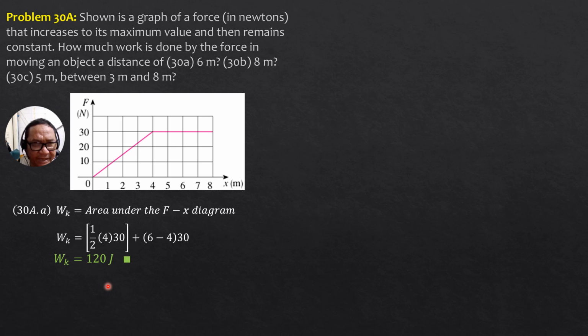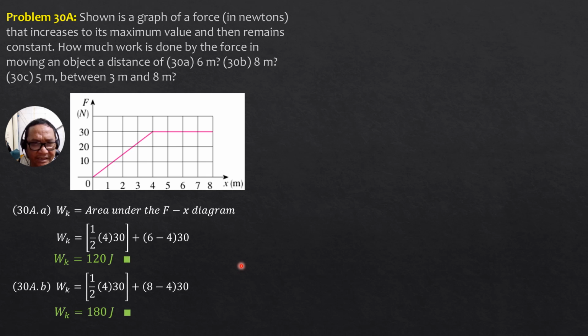For part B, a distance of 8 meters, so from 0 to 8. So it is the area of a triangle, another trapezoid, but I'll just break this into a triangle and a rectangle. For the triangle, 1/2 of 4 times 30. For the rectangle, 8 minus 4 or 4 times 30. So 1/2 of 4 times 30 plus quantity 8 minus 4 times 30, and that is equal to 180 joules.